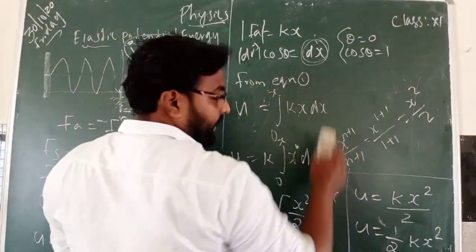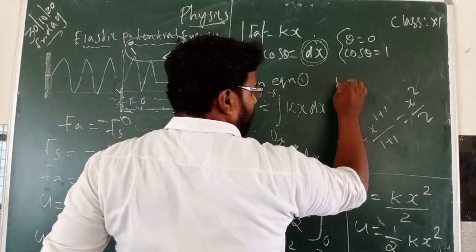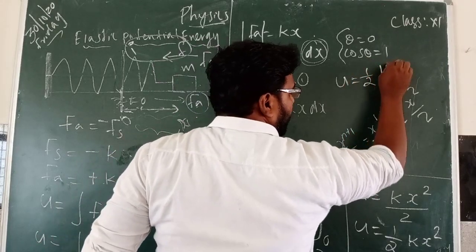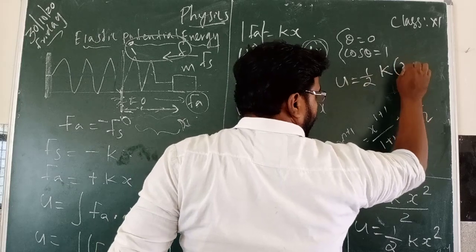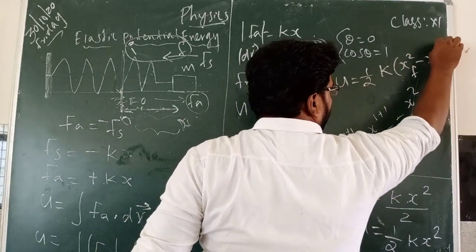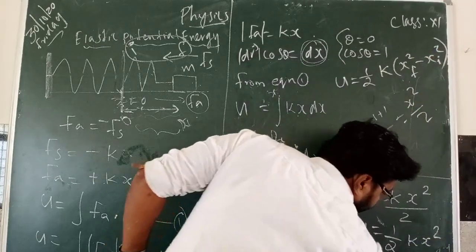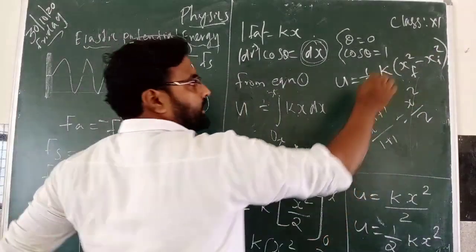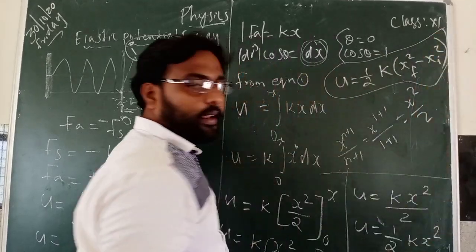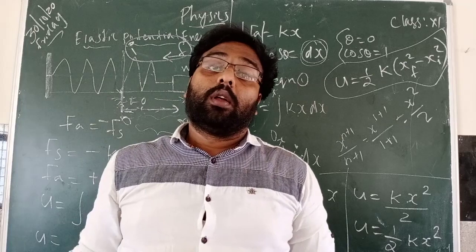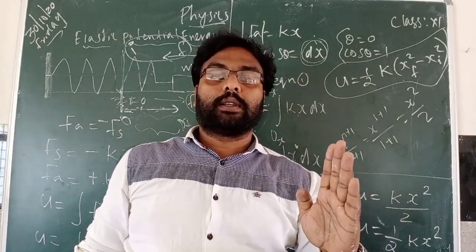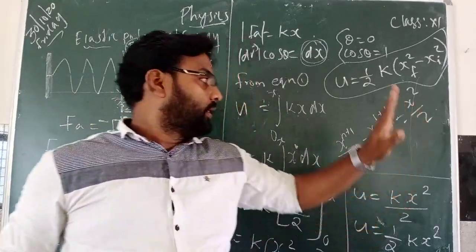Again I am writing here u is equal to 1 by 2 k times x f square minus x i square. So this is the equation we are using if the potential energy is not 0. Suppose the displacement is from some initial position to final position, you can use this.